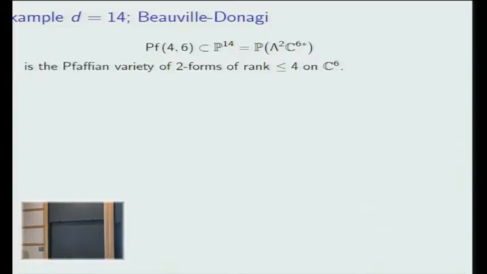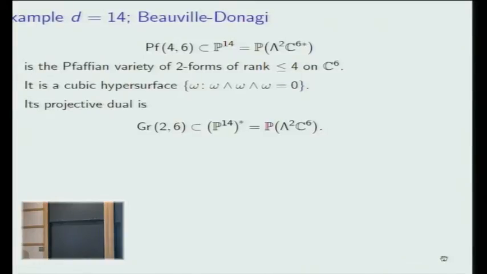So what do you do here? You take a 6-dimensional vector space, and then you take 2-forms on it. That's a 14-dimensional vector space. And then you take the ones which are degenerate, so they have rank less than 4 instead of 6. That's a divisor, and it's a cubic divisor because it's where the 2-form cubed is 0. So there's a cubic in P14.